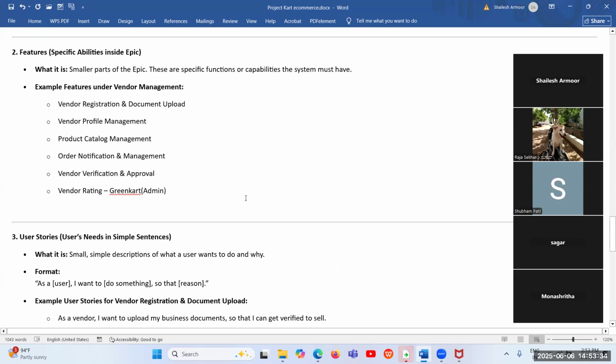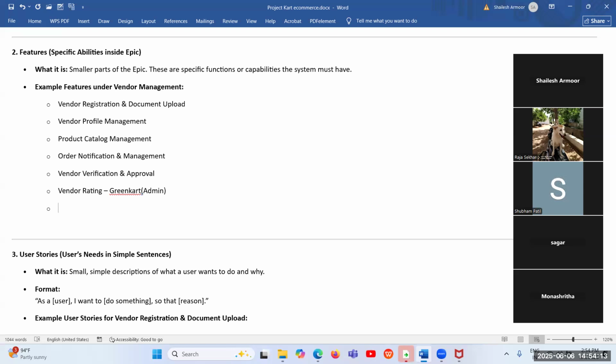Other than this, can we include any feature? Shekhar, Sagar, Monashrita, do you have any thoughts to provide me? Sagar, any idea? Can't we include any AI-related stuff here? Any price negotiation? Price negotiation means, for example, setting the price. Yes, exactly. Every day or every month it will change from the vendor side also, right? Very good. Price management, we can say.